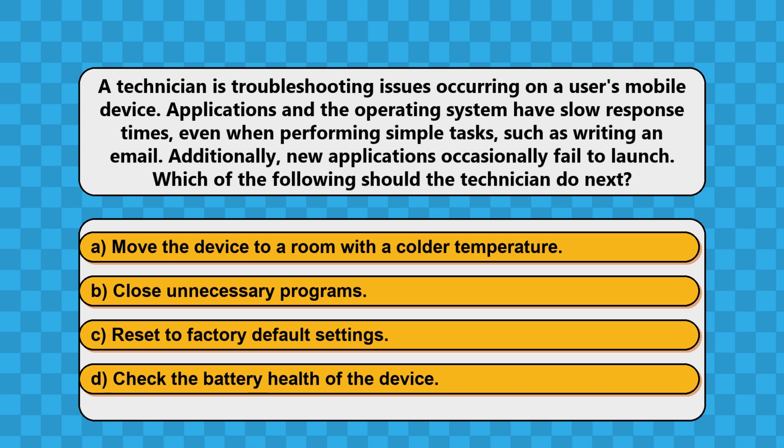Option A, move the device to a room with a colder temperature. Option B, close unnecessary programs. Option C, reset to factory default settings. Option D, check the battery health of the device. The correct answer is option D, check the battery health of the device.